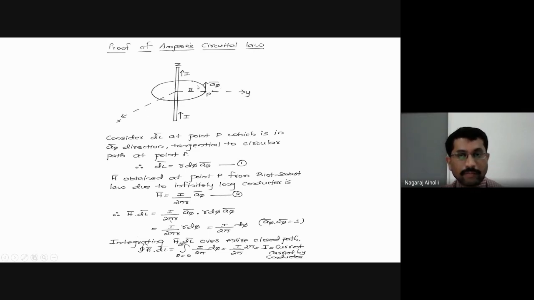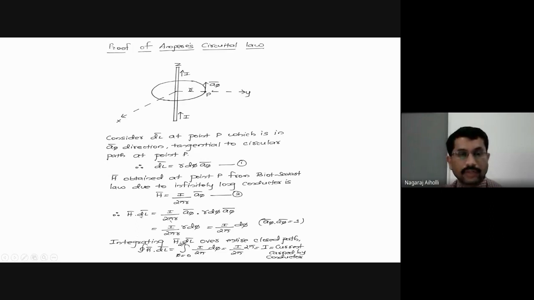H bar obtained at point P from the Biot-Savart law. From the Biot-Savart law, H bar at point P due to an infinitely long straight conductor is given by the equation H bar is equal to I by 2 pi r A phi bar. This is the derivation that we did in the previous class. H bar is equal to I by 2 pi r A phi bar. Take it as equation 2.